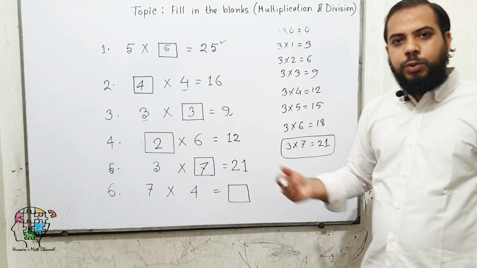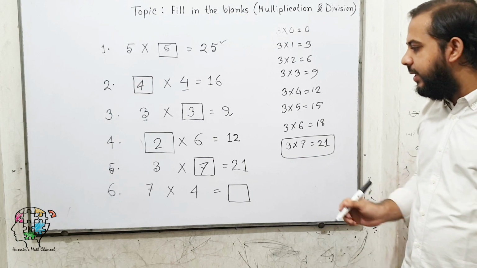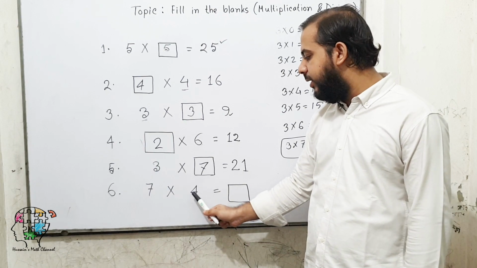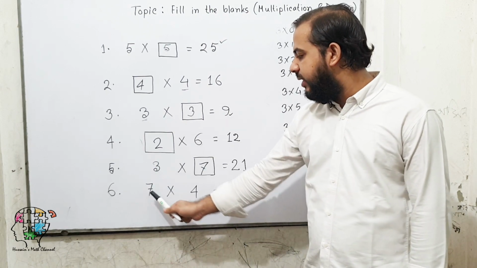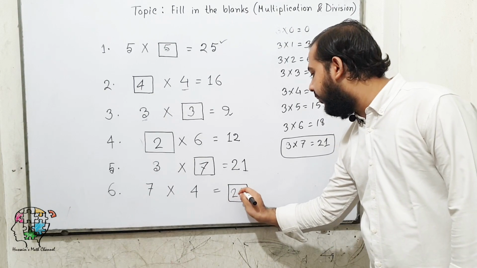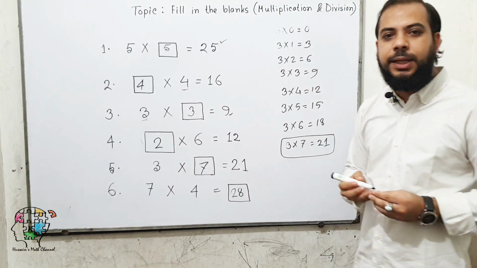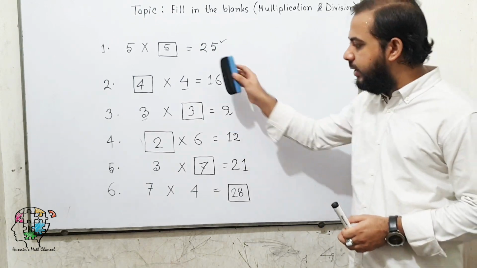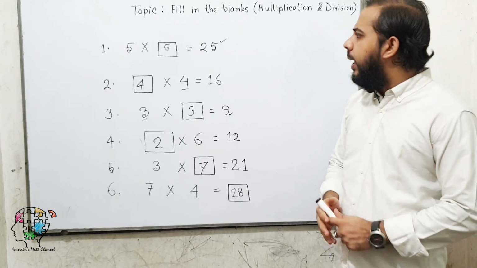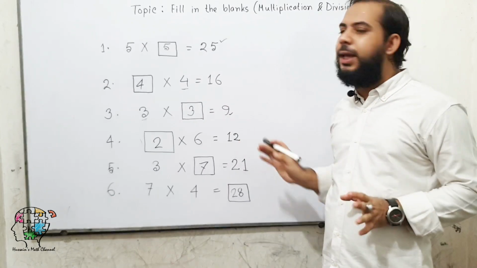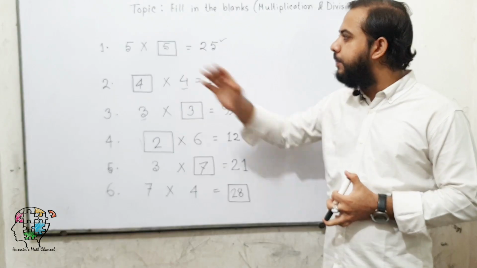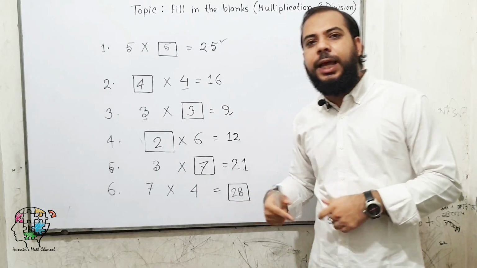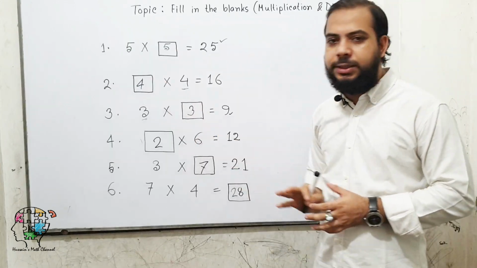Now we move on to our next question, question number 6. This is very easy. You can recite the multiplication table of 7, or you can recite the multiplication table of 4. We know 4 times 7 will be 28. So the answer will be 28. Now we have finished these fill in the blanks. And like this, if any fill in the blanks come, you just recite the multiplication table and then you can find out the answer.